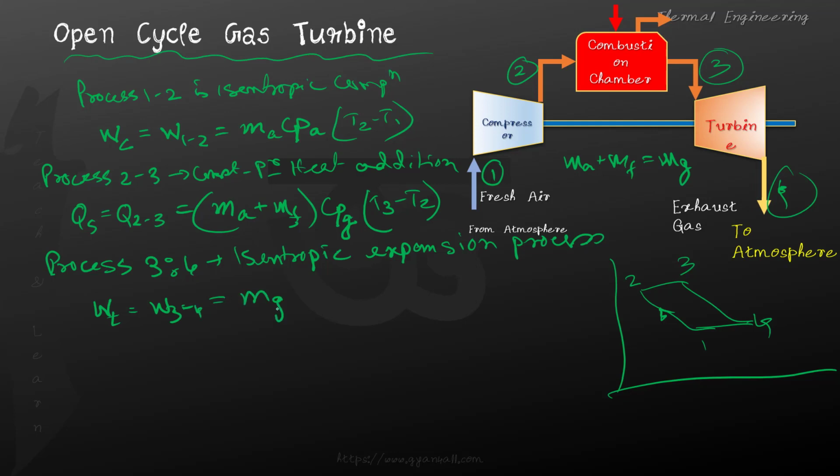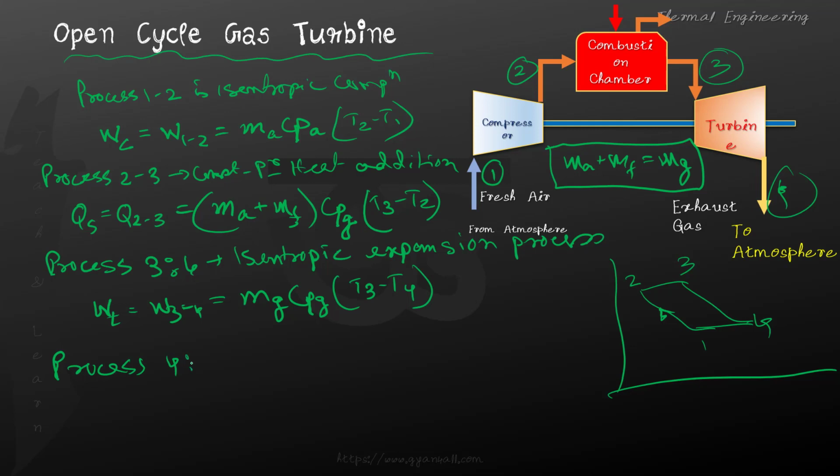Now we can write directly MG also, because already this is MA plus MF, that means MG. That is why I have written this equation Ma plus Mf equal to Mg. Also you can write Ma plus Mf, that way also it is okay. So Mg CpG, so it is gas, till now it is gas. Temperature difference is T3 minus T4. Good.